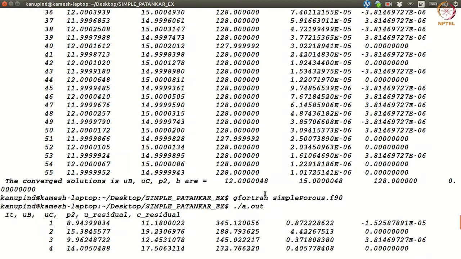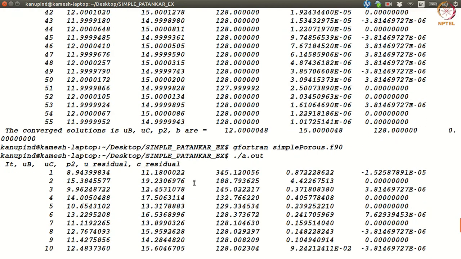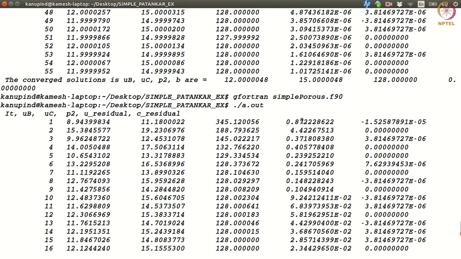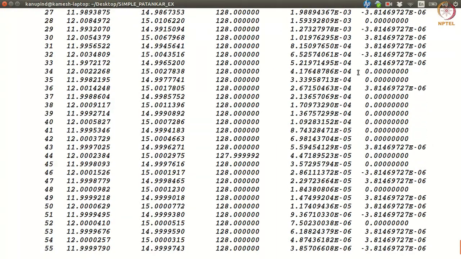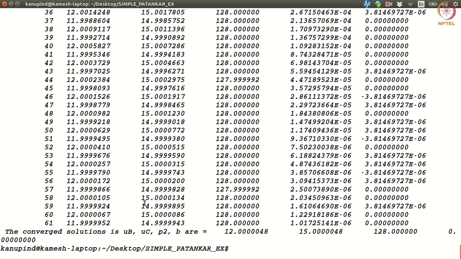Did it start with what we have given? Yes, it does. It starts there, but then you can see that very immediately the velocities come down to 8, 9 and 11 or something, right? And the pressure is very high. The pressure has come down from 1000 to 345 in like one step, right? And then you can again see that the momentum residual comes down and the continuity is always satisfied and so on. Okay, so that is as far as the first problem is concerned.